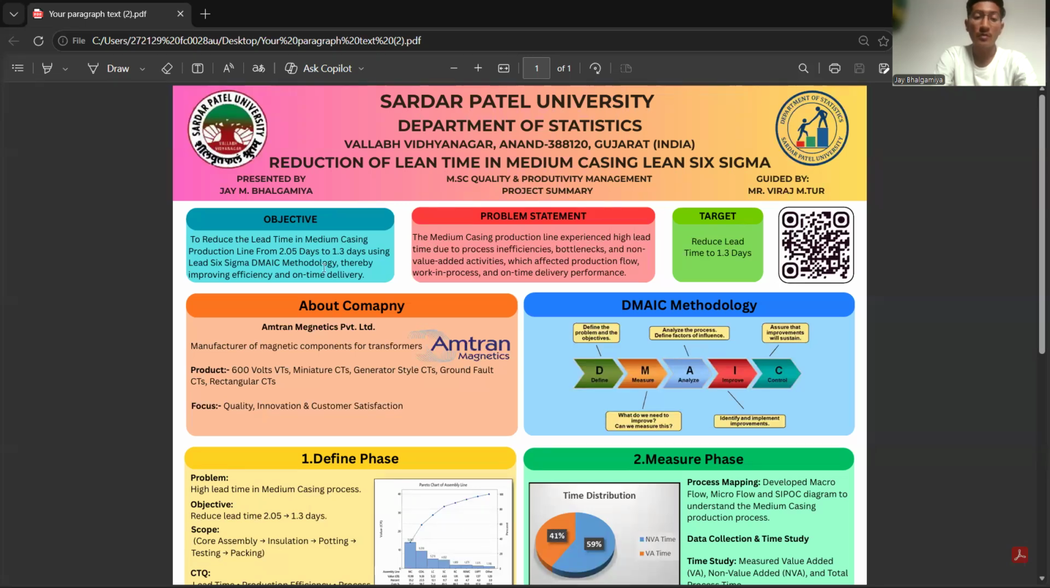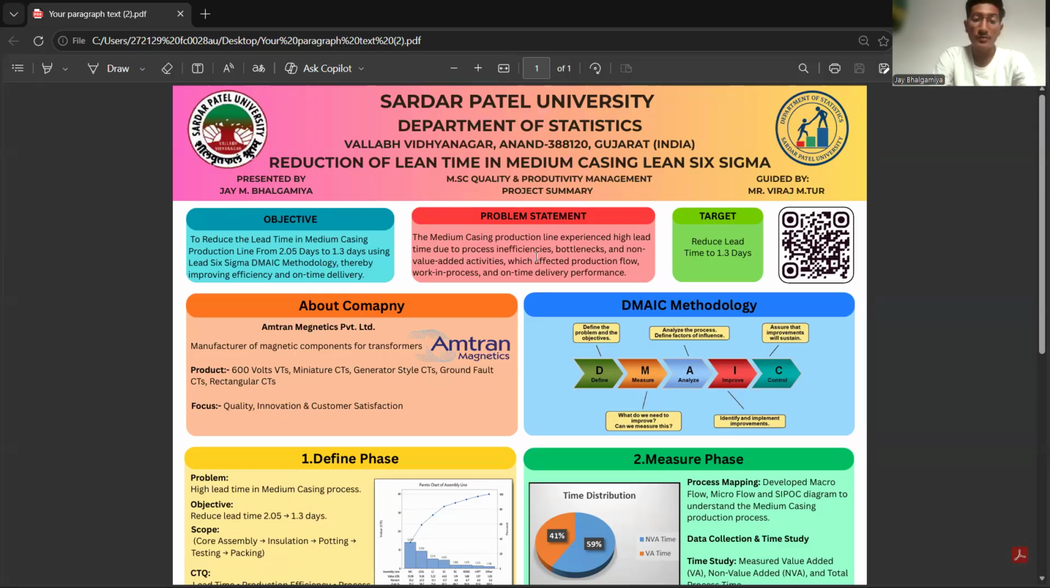First one is the objective. The main objective of this project was to reduce the lead time in the medium casing production line. The lead time was 2.5 days and our target was to reduce it to 1.3 days using Lean Six Sigma tools. Second one is the problem statement.